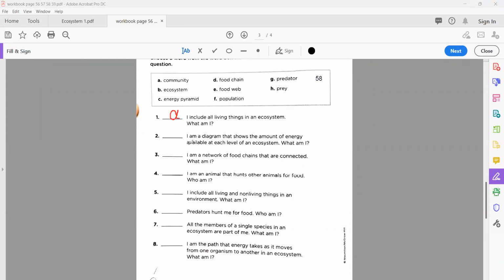Now, number two, I am a diagram that shows the amount of energy available at each level of an ecosystem. Okay, so the correct option is here, number C, which means energy pyramid. We also did this one first. Okay, whatever we solve, we're going to cut it. Number three, I am a network of food chains that are connected. So you know this one? Yes, food web. This is option E.